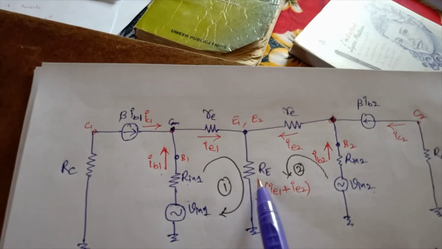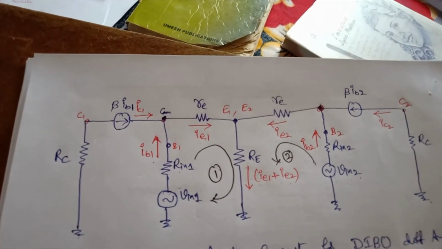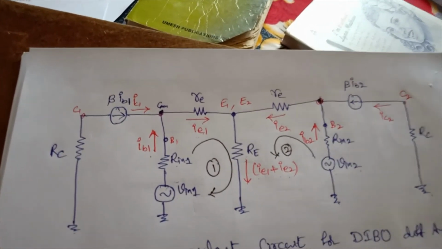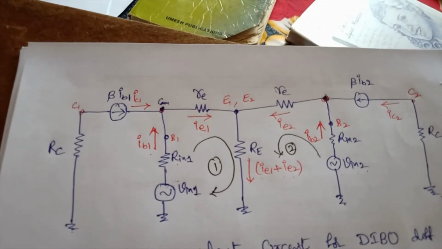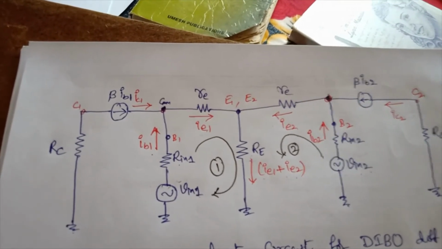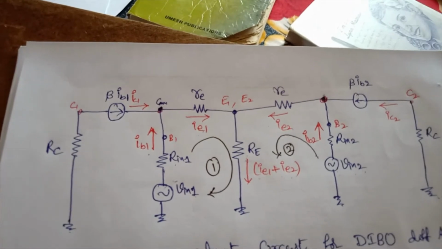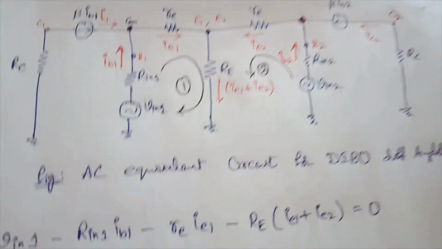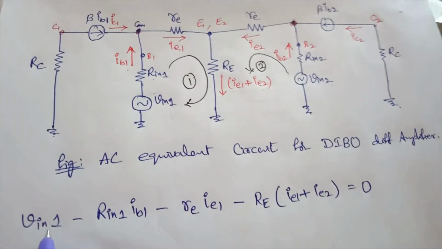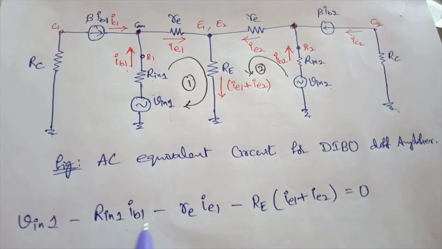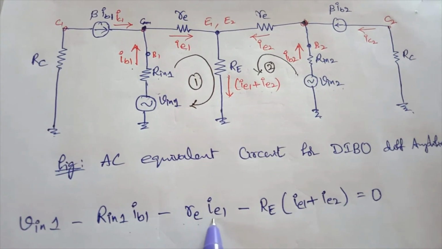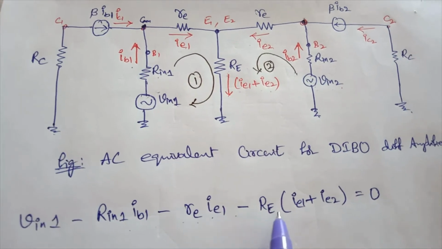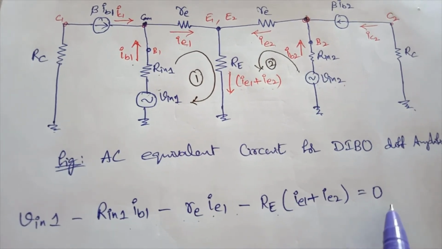The drop across capital RE. What is the drop across capital RE? RE into (IE1 plus IE2) is equal to 0. So now we are getting the equation as Vin1 minus Rin1 IB minus RE IE1 minus RE into (IE1 plus IE2) is equal to 0.